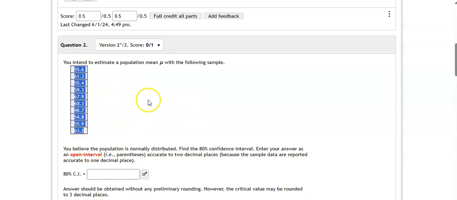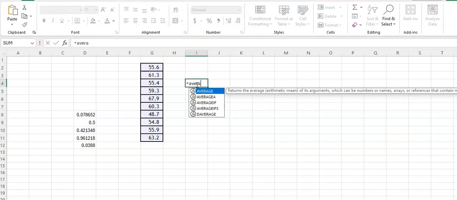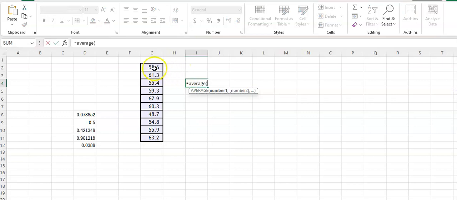Okay, and I think that's got them all. Let's see, it started with 55.6 and ending with 63.2. Let's see if that's true of what we had. Yeah, okay, so we got it all.